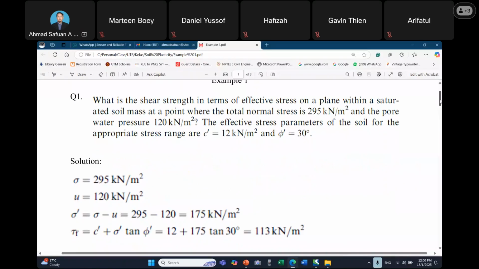Basically, the idea is how we could determine the confining pressure when we want to conduct the triaxial test, okay?